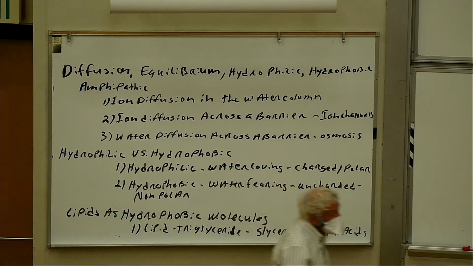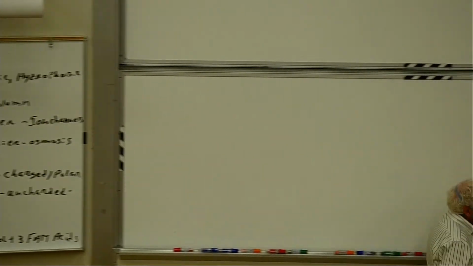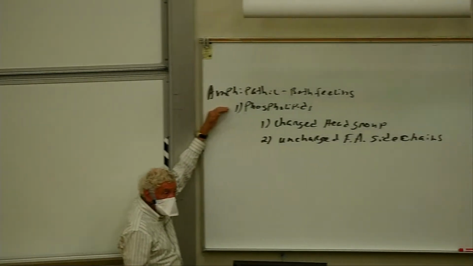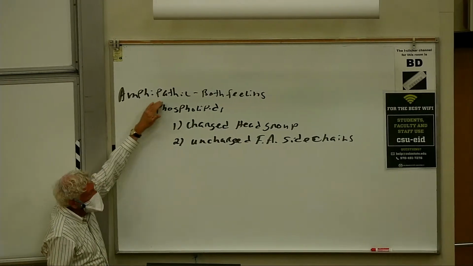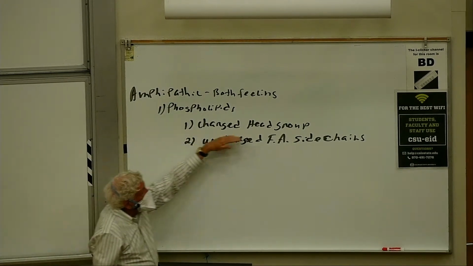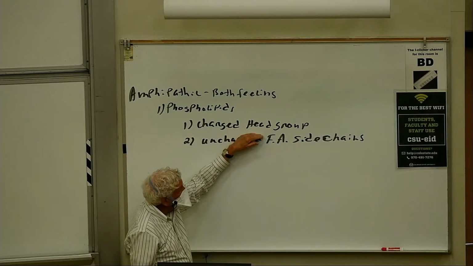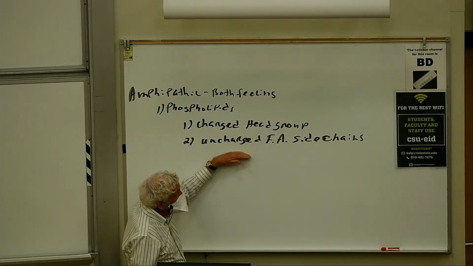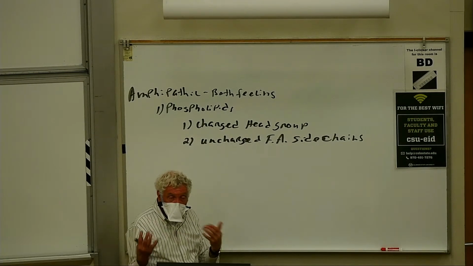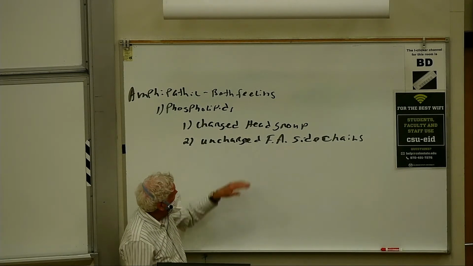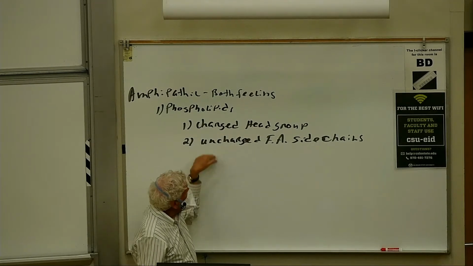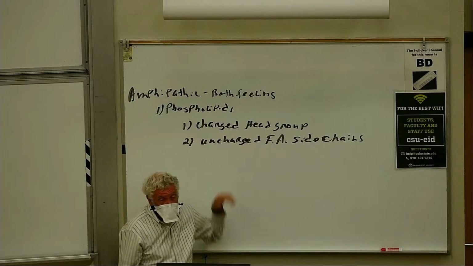And then we'll finish with these molecules that are neither here nor there. They have both characteristics. They're amphipathic, again from the Greek, meaning both feeling. These phospholipids will have a charged end called a head group. I'll show you some of the structures of that. And they'll have an uncharged region called the fatty acid side chains. So these have both hydrophilic and hydrophobic characteristics, and these will be the basis of biological membranes. We'll spend a lot of time talking about how we're going to construct membranes from these.